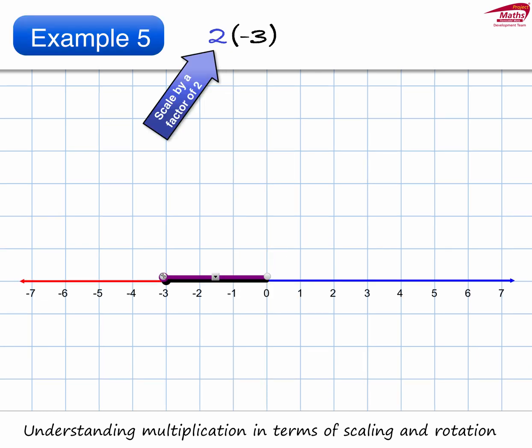Example 5. 2 times negative 3. This means the negative 3 is scaled by a factor of 2, so it becomes negative 6.